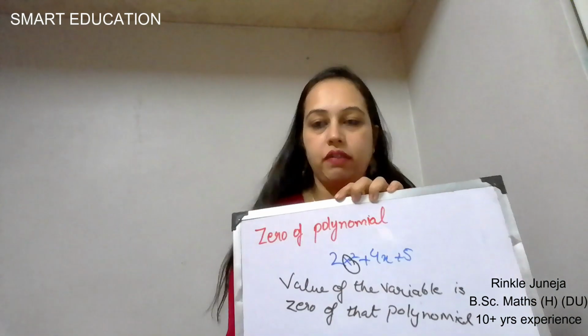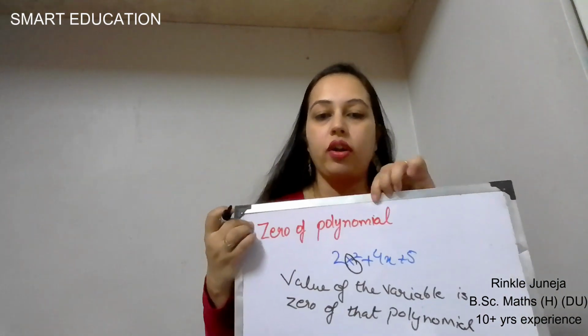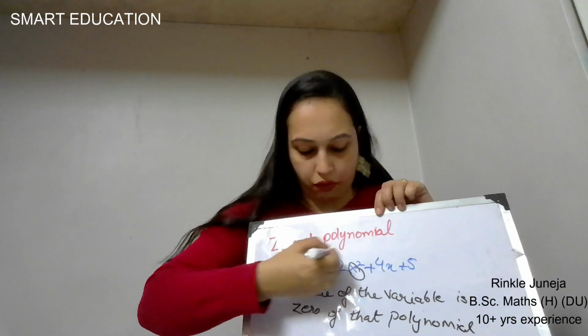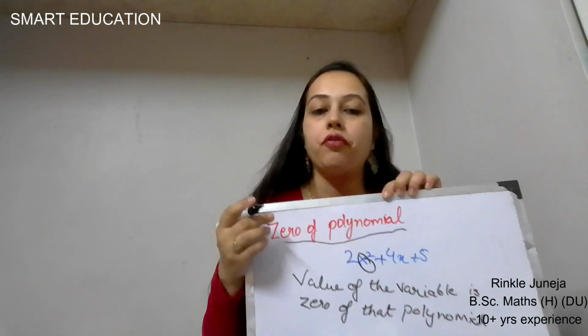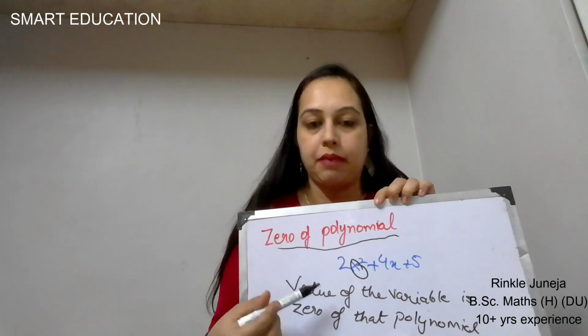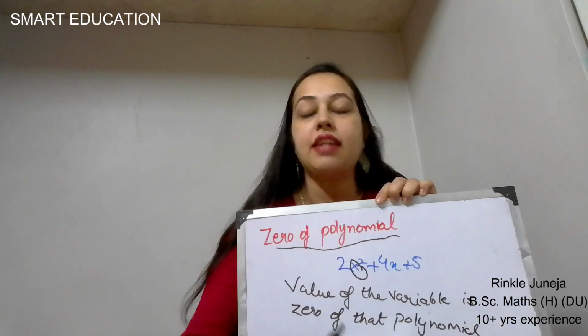But we don't have to solve it right now. We just need to understand what this term means. Zero of a polynomial. It is just the value of x, value of that variable, whichever variable is being used in that polynomial. So the next question arises that how will we know how many zeros does a polynomial has?